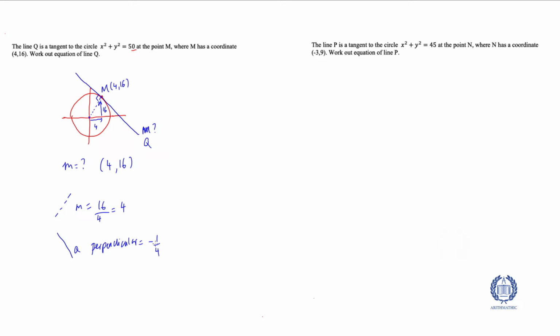So once we got the reciprocal of the gradient, minus 1 over 4, we've got the coordinate 4, 16. We can find the equation of line Q. So we can say y equals mx plus c. This is going to be my x, and this is going to be my y.